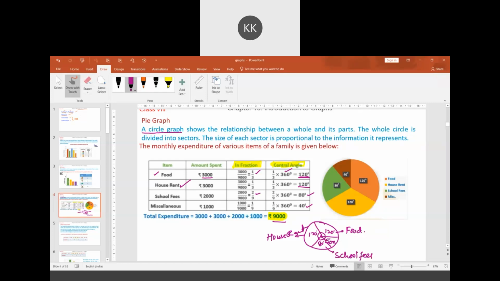And the remaining has to be 40 degrees, because the total is 360 degrees, divided into the number of sectors. This last part is miscellaneous. This is how we represent data using a pie chart.